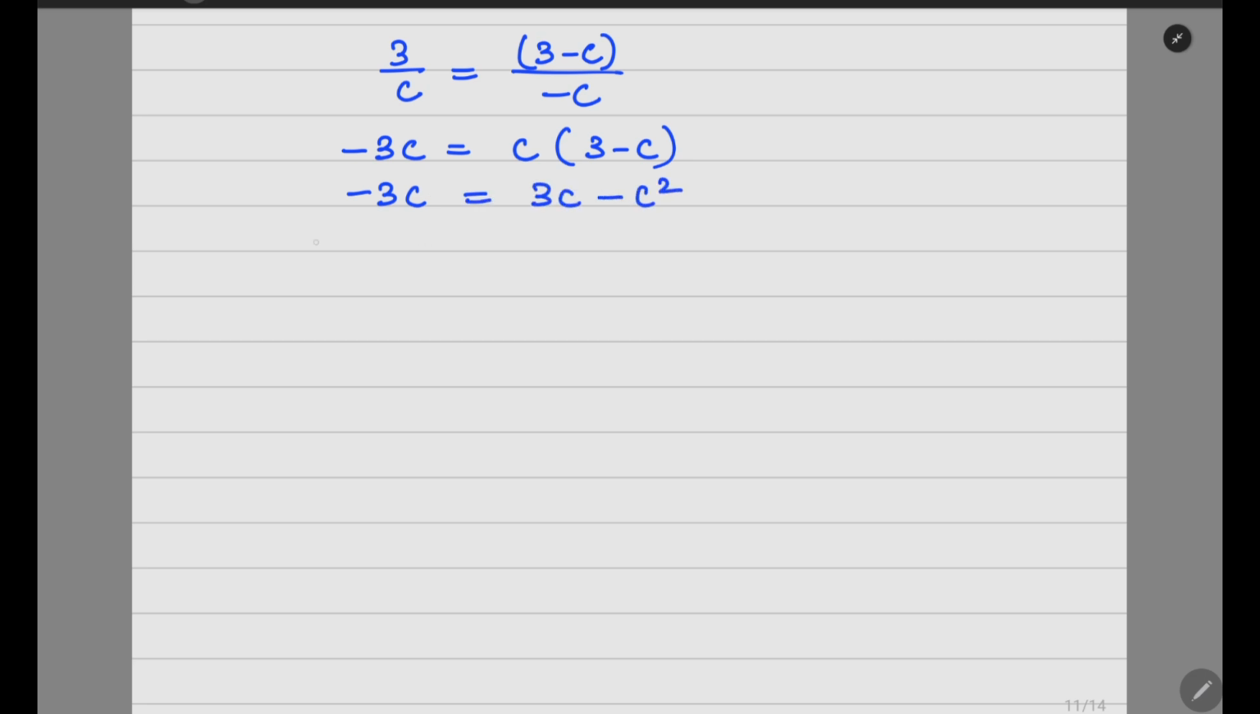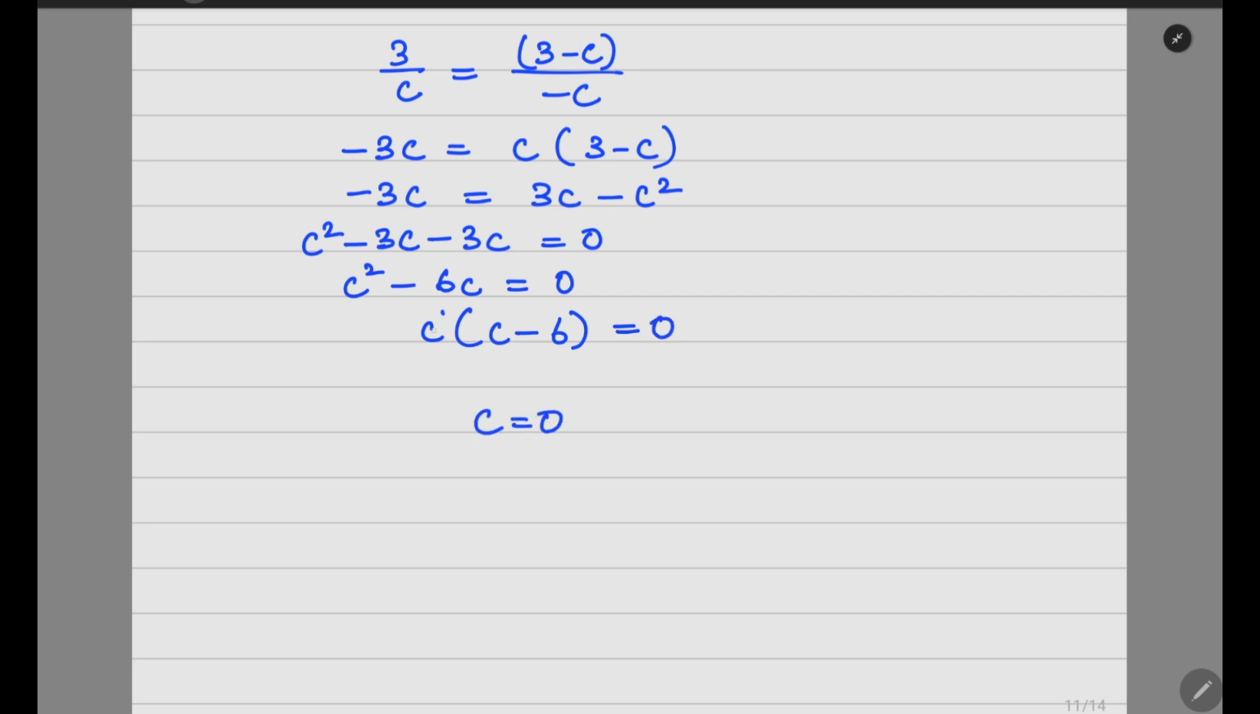Bring it all to one side. So c square minus 3c, and you already have a minus 3c, equal to 0. c square minus 6c equal to 0. Take c common, so you have c into c minus 6 equal to 0, which means c is equal to 0. And you also have another one, c minus 6 equal to 0, or c equal to 6.